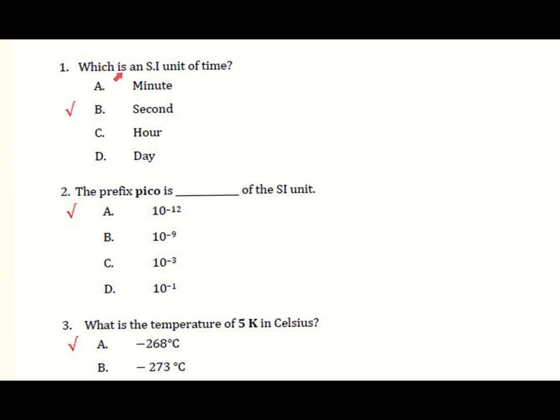Which is the SI unit of time? SI unit of time is second. The prefix pico means 10 power negative 12. You should memorize those.